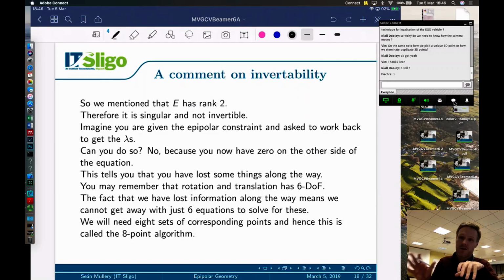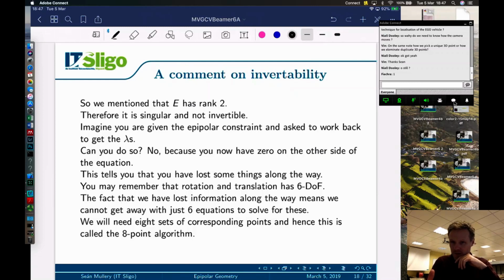In order to get rid of our 3D coordinates, which were interlinked with our rotation and translation altogether, we've had to give up some information. We've done projections by multiplying by those different vectors, which means we've lost things that were in directions other than those vectors. You may remember that rotation and translation had 6 degrees of freedom, and you might assume that if we're going to figure out the 6 degrees of freedom, we might need 6 equations, or 6 sets of correspondences. But we actually can't get away with that now because we've lost some information. So we will actually need 8 sets of corresponding points, and hence this is called the 8-point algorithm.